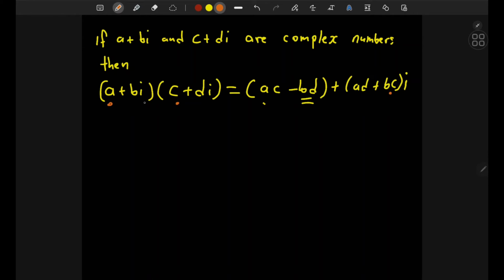But when we multiply BI and DI, we get a real number, because B and D and I multiplied with I becomes I squared, which is -1. So we can try to use this format when multiplying, or just the normal expansion method that you've been using when simplifying a kind of expression like this. Let's have an example.